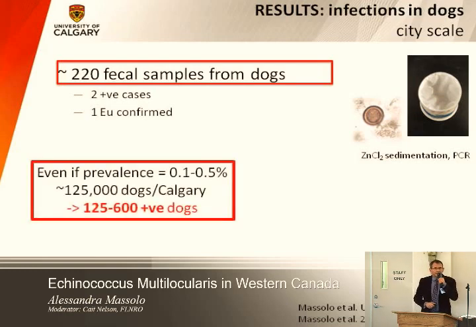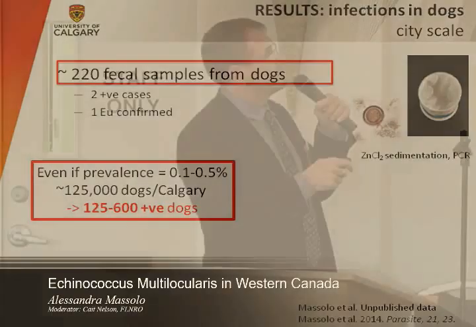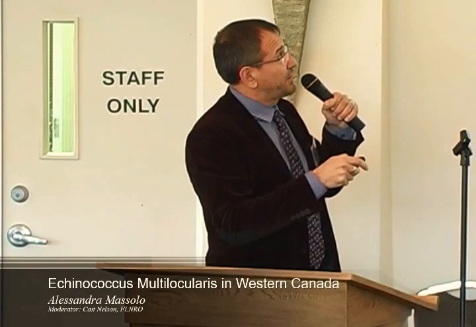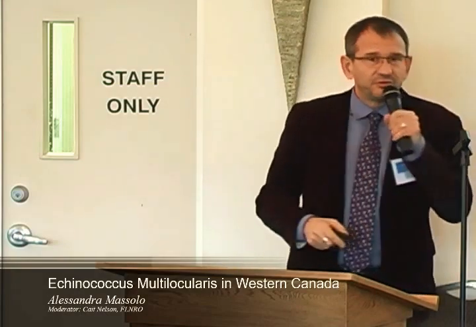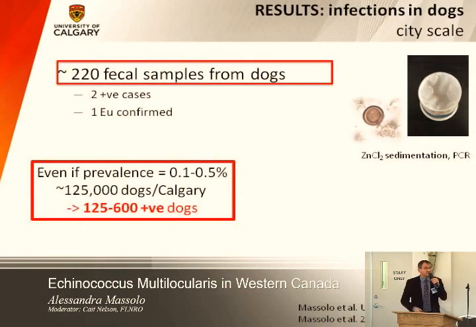But even if you consider this to be a high estimate, so 1% would be a high estimate, even if you consider a much lower prevalence of 0.1, 0.5%, we are talking about from 100 to 600 positive dogs that are shedding in houses in the city of Calgary.